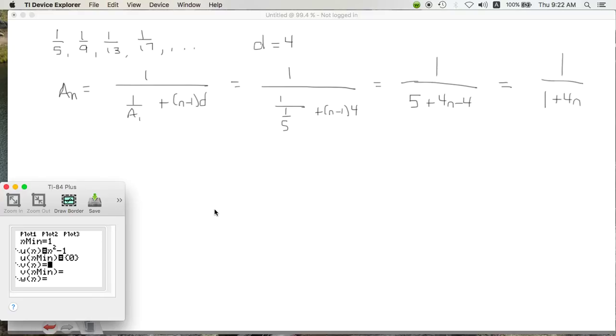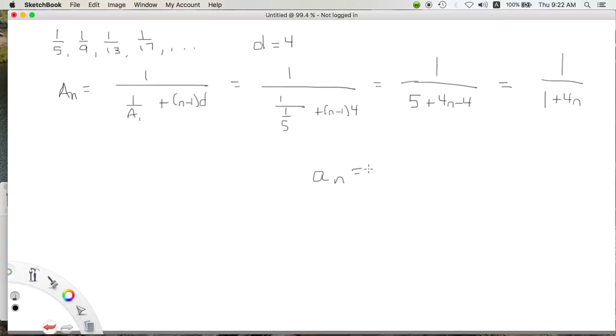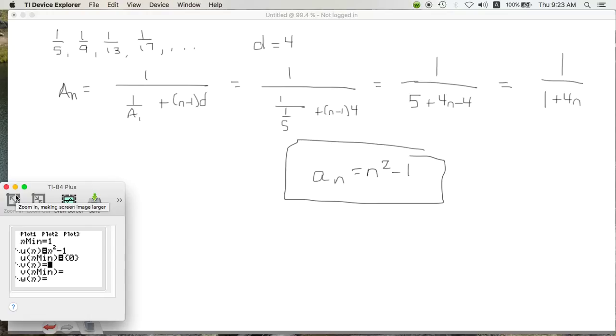If we have a sequence where its general term is n squared minus 1, and we want to look at what the different values are, then we can plug that in and we use our n minimum. We're going to start with the first term, so we put 1 for that, and then we plug in our equation for the general term, and that n is just the x button there next to your alpha, n squared minus 1, and then our u of n min, which means what is the first term. Our first term we're going to say is 0.